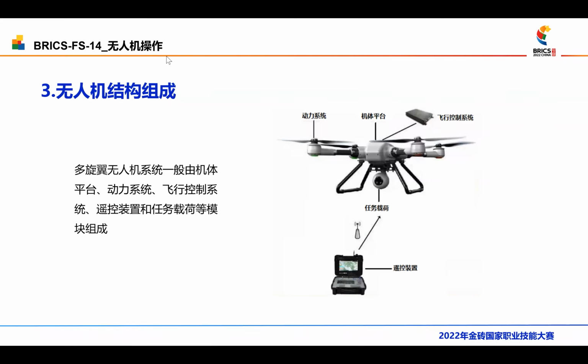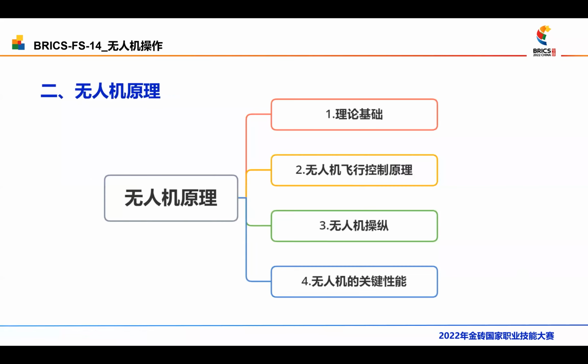The fixed wing UAV system is generally composed of body platform, power system, flight control system, electrical system, and airborne equipment modules. You can have a look at the pictures. Here, I want to emphasize the electrical system, which is the general term for its power supply system and power consumption system. Finally, the vertical take-off and landing fixed wing UAV is also composed of flight platform, power system, flight control system, and communication link system.